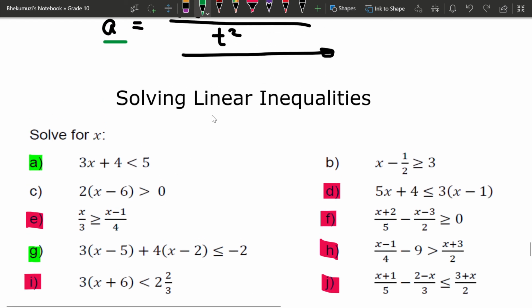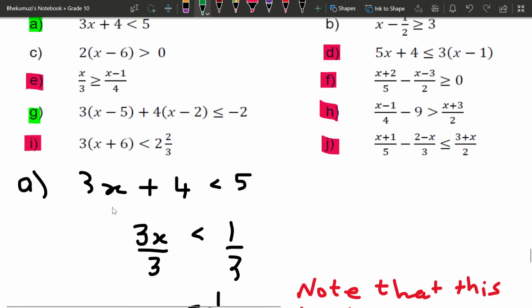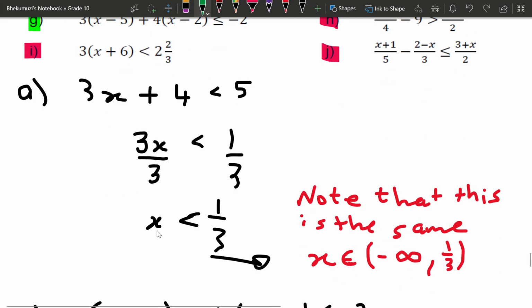Okay, and then we have solving linear inequalities, right? Solving linear inequalities is still the same as equations, but the only difference now is the meaning of the final answer. So you'll see what I mean by that. It says 3x plus 4 is less than 5. When we do normal equations, we take 4 onto the other side, so it would be 5 minus 4, which gives us 1. Then since we have 3x, we divide both sides by 3 and it gives us 1 over 3.